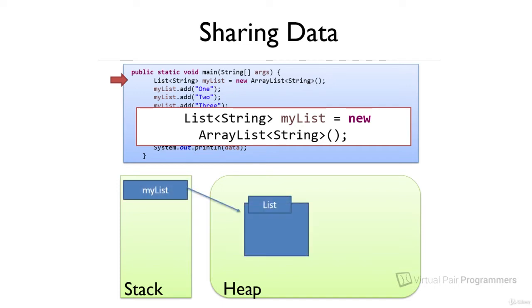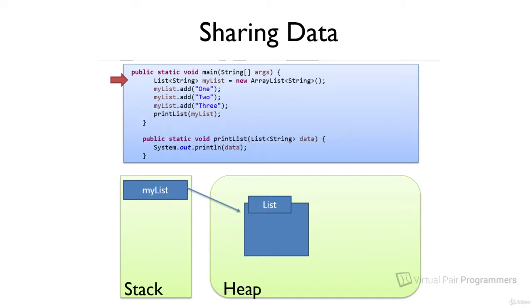So I've created on screen here a box within the heap to represent the data for this object, the list, and a box on the stack called myList, which is the variable that contains the memory address of where in the heap this object lives. In Java, you can't view this address or have any access to it. Let's look now at the next line of code.